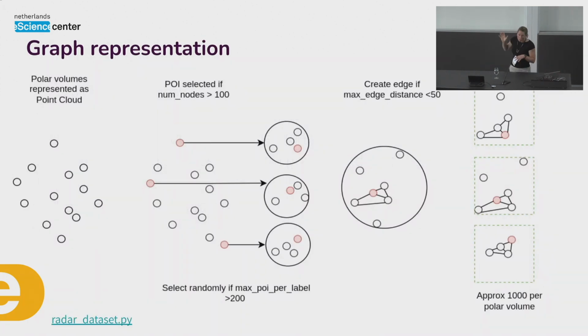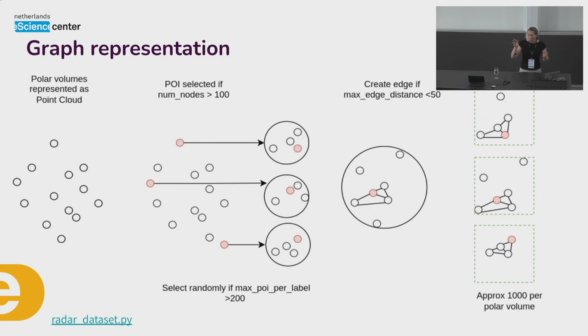So I tried to visualize the approach we took. First of all, we had this input data, which is point cloud data. Point cloud data, by the way, is not a raw data type coming out of the radar, but it's easy to generate. There is software for that. So you get the point cloud data. After that, for every labeled point we have, which we call a point of interest, it's either 1 or 0, we look at the number of neighboring nodes.